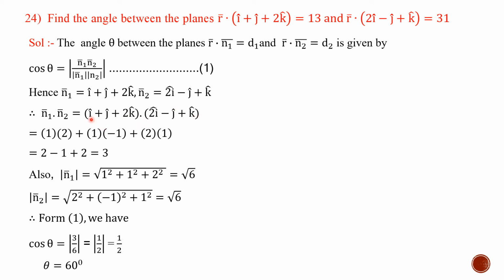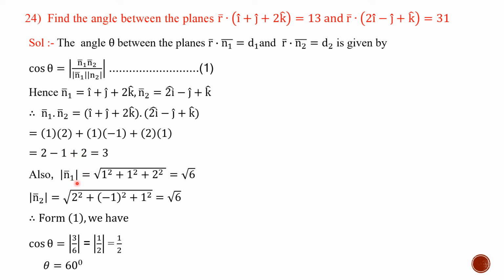Hence, the coefficient of i is 1 and the coefficient of i is 2, so 1 into 2 plus, in a similar way, 1 into −1 plus 2 into 1. Here it is 2 − 1 + 2, which gives 4 − 1, equal to 3.